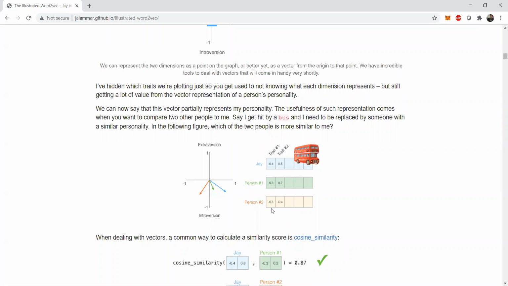Now, based on these two scores, how can we say that Jay is similar to person one or person two? Here it is important to mention that in the space of word vectors, in algebra, we have cosine similarity. When we measure the cosine distance of any two different vectors, the smaller the cosine distance, the more similar they are.